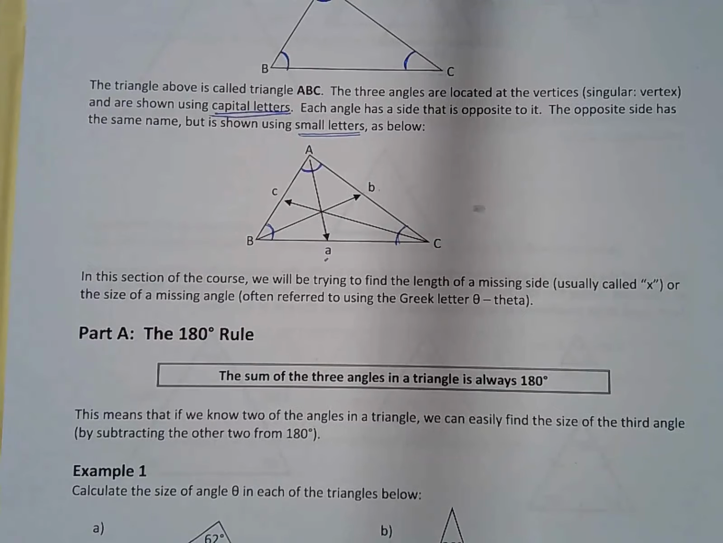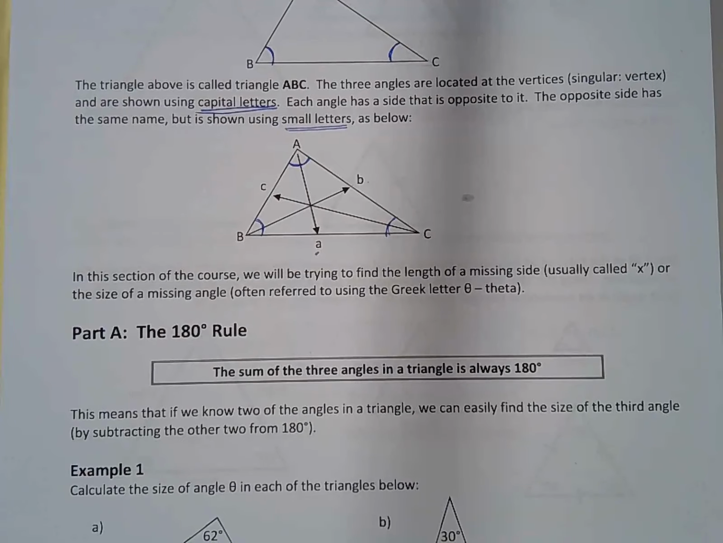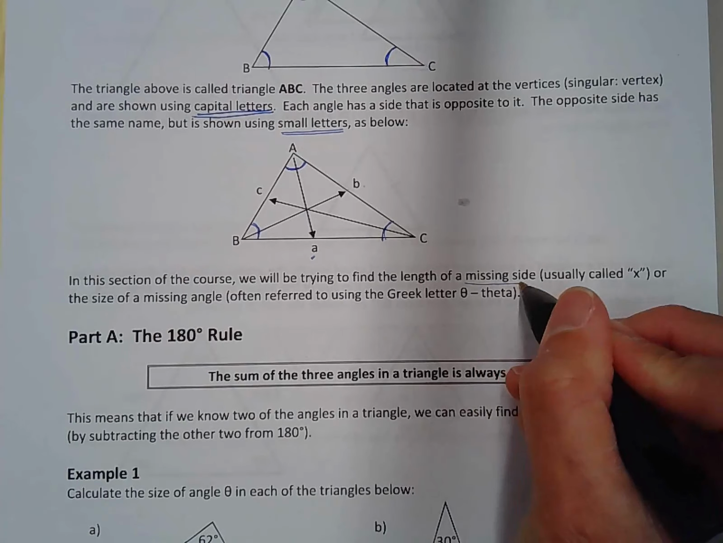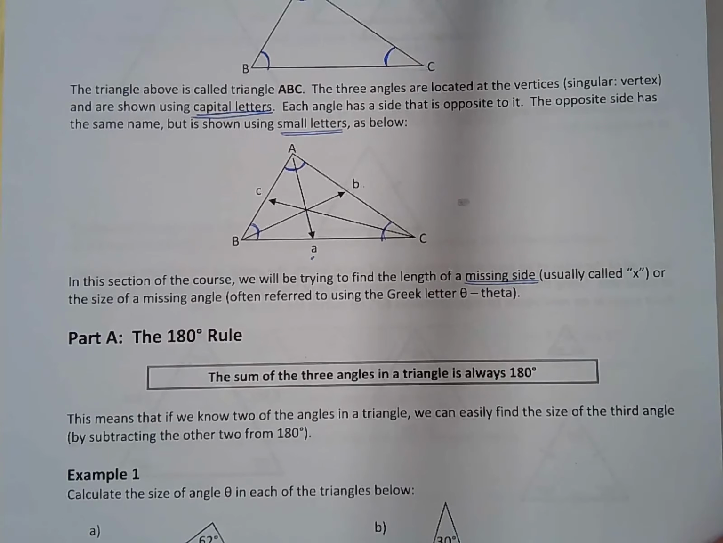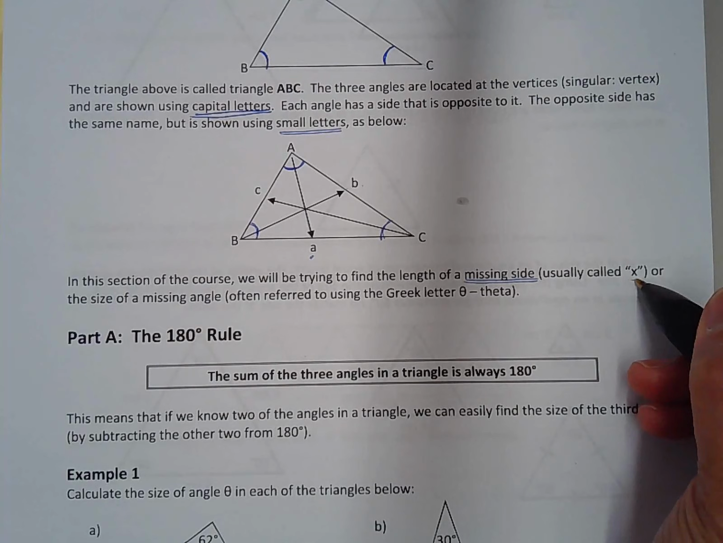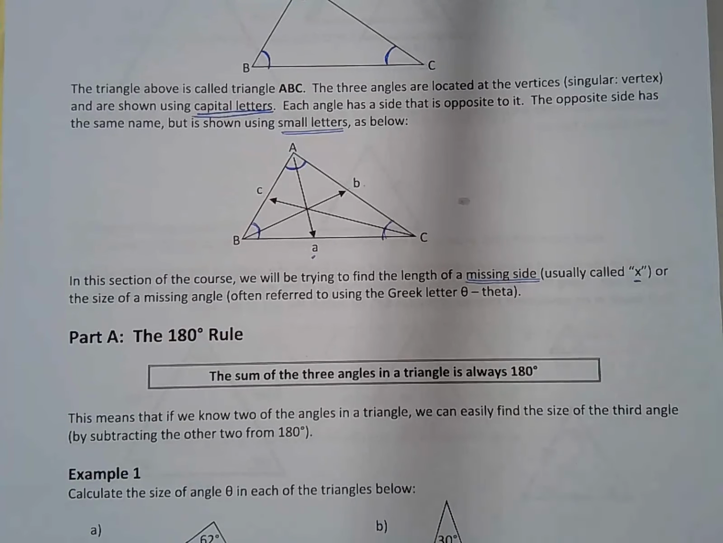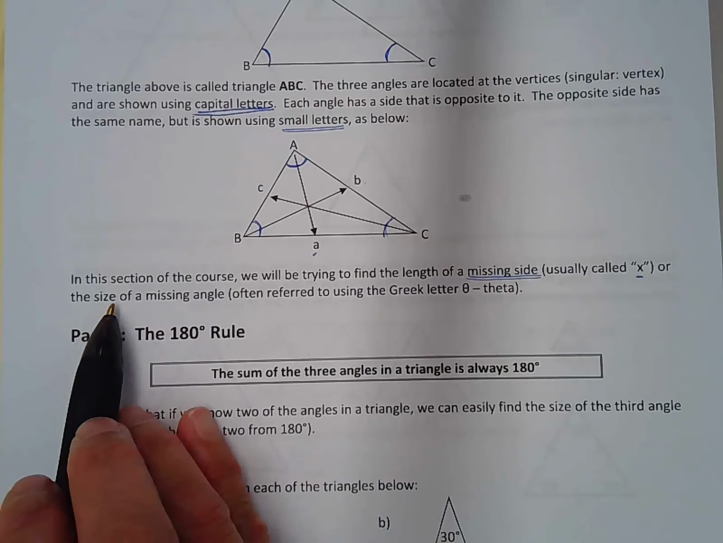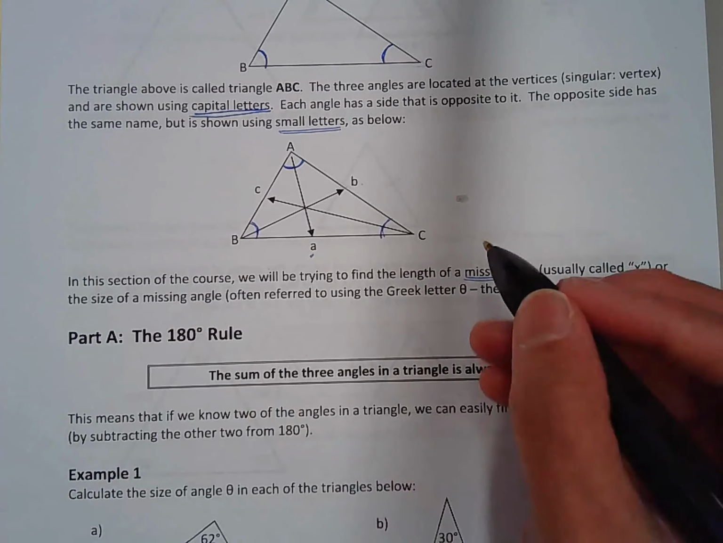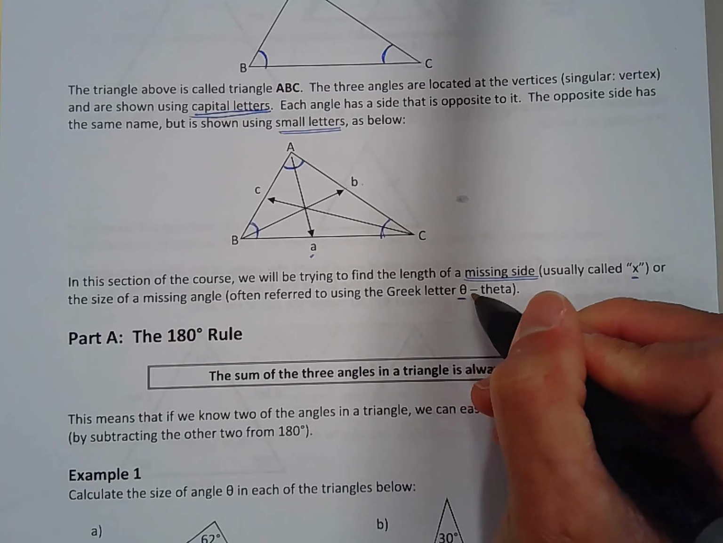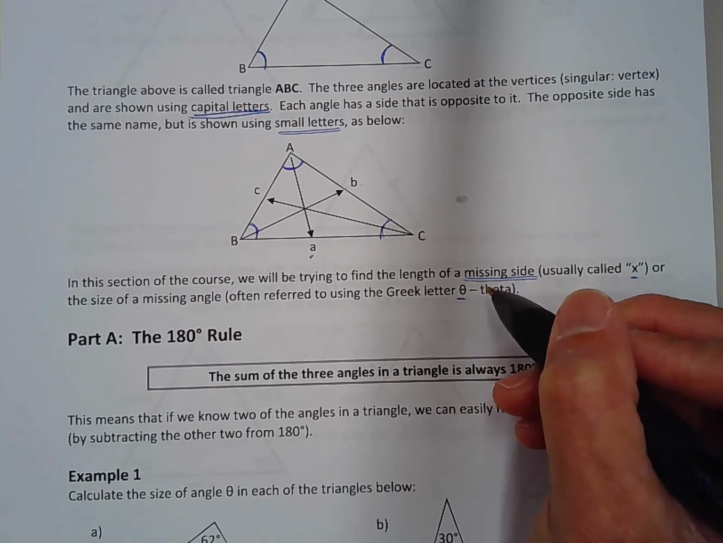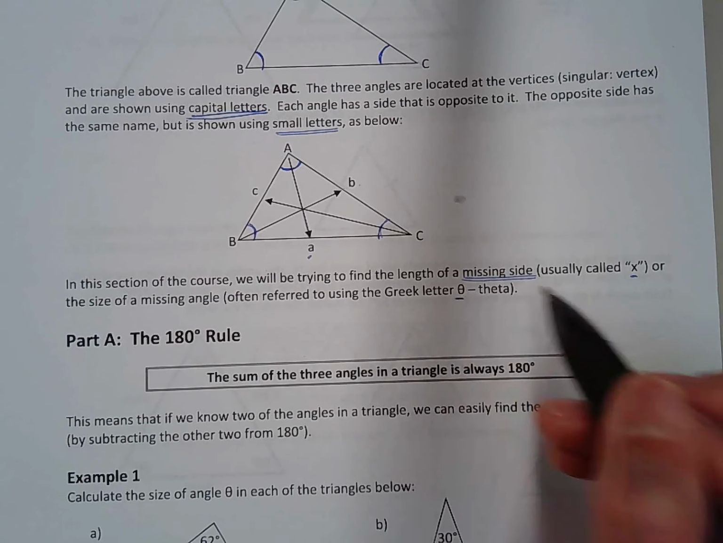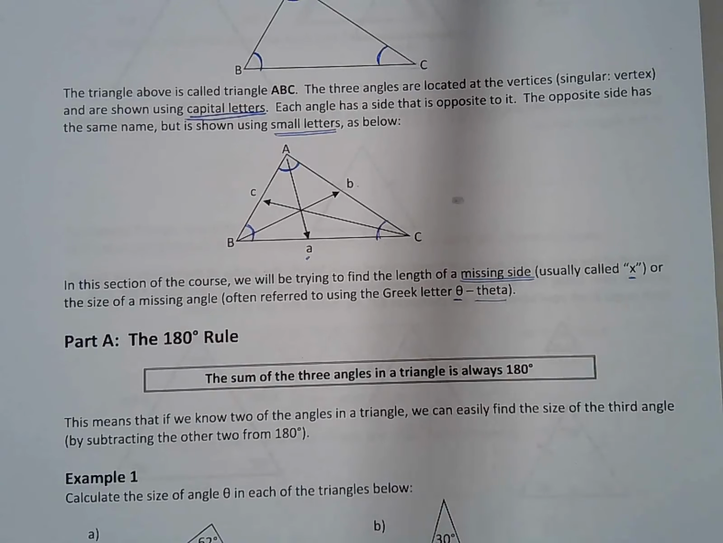So in this section, we're going to try to find either the missing side, which is indicated as X, that's the one we're trying to figure out, or the size of the missing angle, which is denoted as theta. Theta is this little symbol here that looks like an O with a line through it.